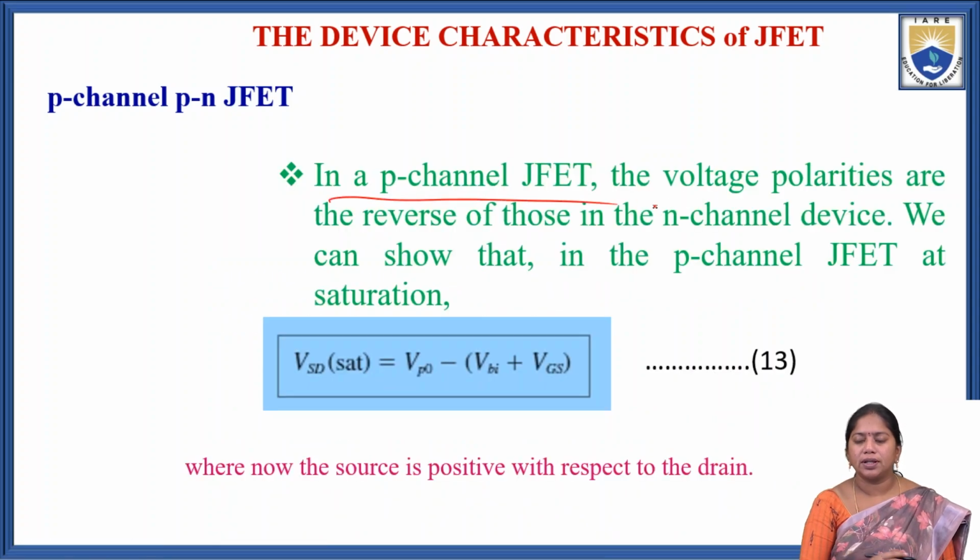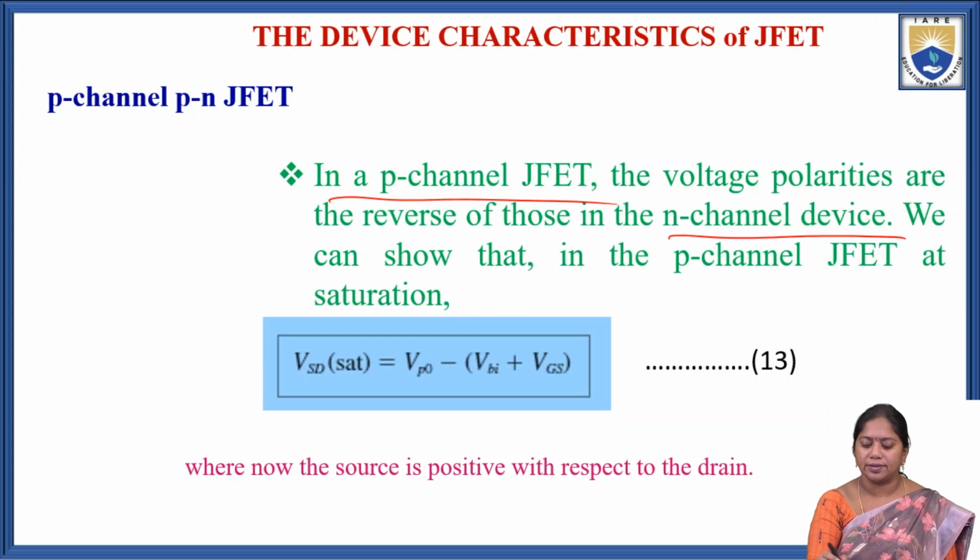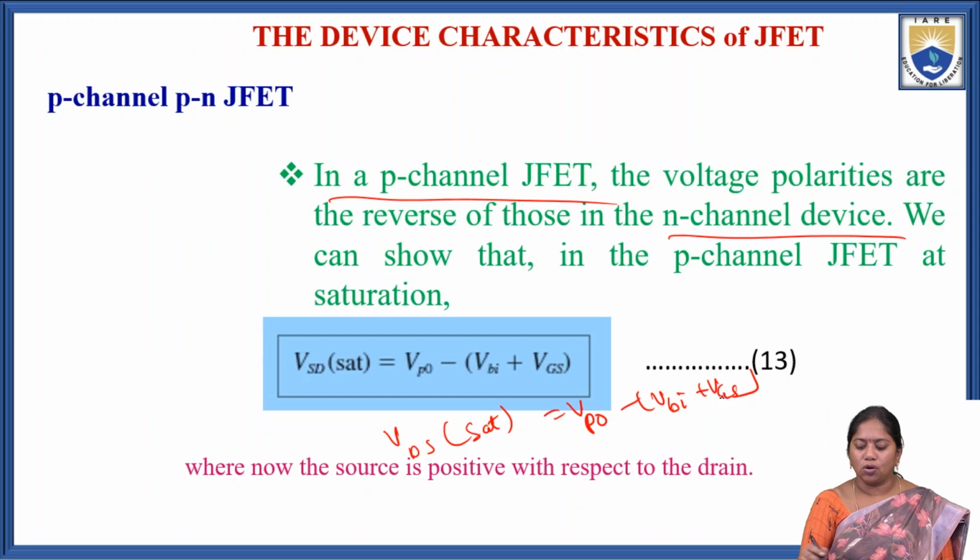So in a P channel JFET, the voltage polarities are reverse of those in the N channel device. Already we know that if you consider the P channel, the charge carriers are reverse compared to the N channel device. We can show that for the P channel JFET at saturation, VDS saturation equal to Vp0 minus Vbi plus VGS, where now the source is positive with respect to the drain.